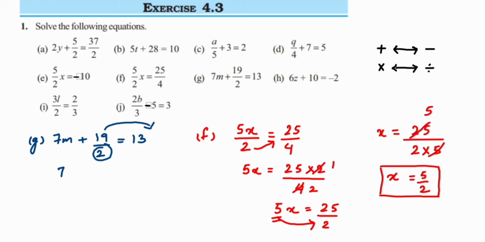So 7m is equal to 13 minus 19 upon 2. Now we cannot subtract the numbers directly, so I have to take the LCM of 1 and 2. The LCM of 1 and 2 will be 2. So with 1 I should multiply with 2, and the same 2 you multiply in the numerator also. So LCM is 2, and in the numerator 13 2s are 26. So 26, and here already 2 is present, so just simply write the numerator, which is minus 19.